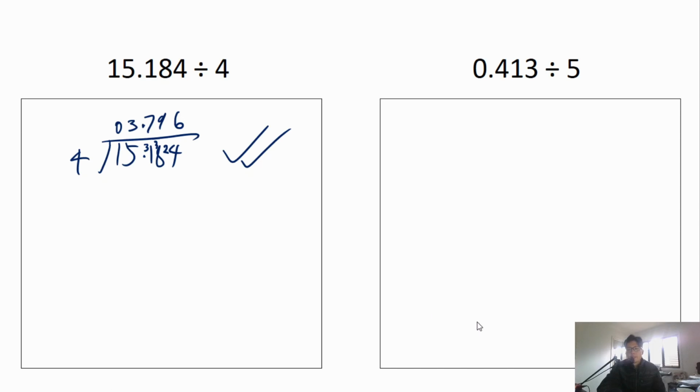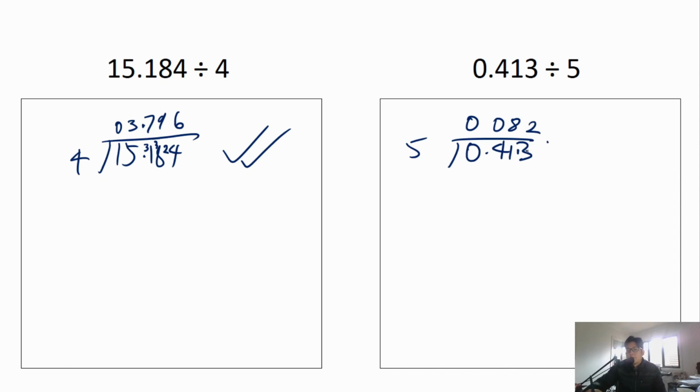Alright, now moving on to the next one, we have 0.413 divided by 5. Let's write that down. Divided by 5. Yep, let's conduct this division. 5 goes into 0 times, 5 goes into 4 0 times, 5 goes into 41, total of 8 times, with the remainder of 1. 5 goes into 13 twice.